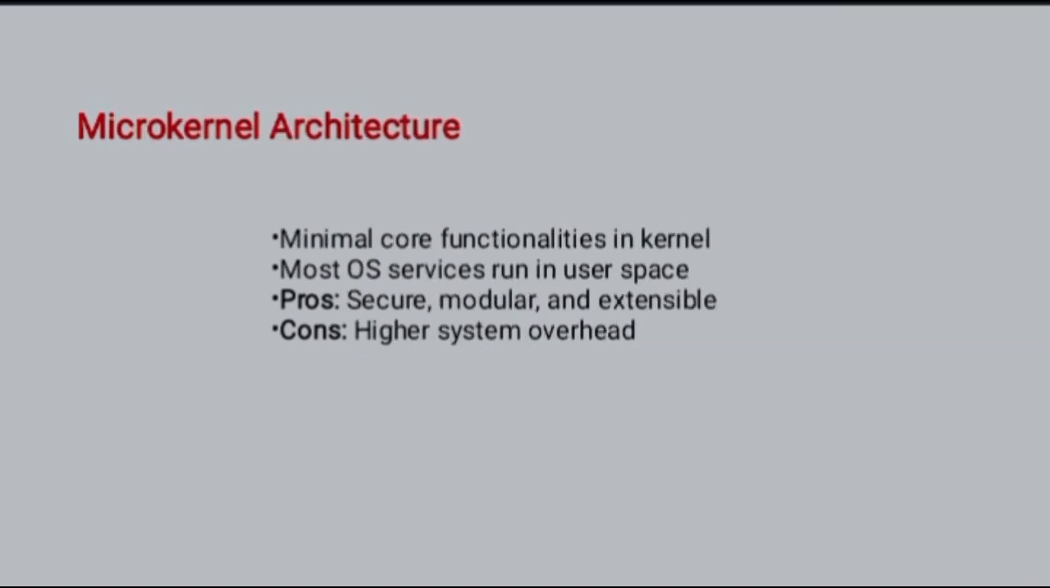This slide describes the microkernel operating system architecture. Unlike monolithic kernels, microkernels keep only the most essential OS functions, like process management and basic communication, in the kernel itself. Most other OS services like file system and device drivers run in user space, separate from the kernel. This approach offers advantages. It's more secure because failures in one service are less likely to crash the whole system.